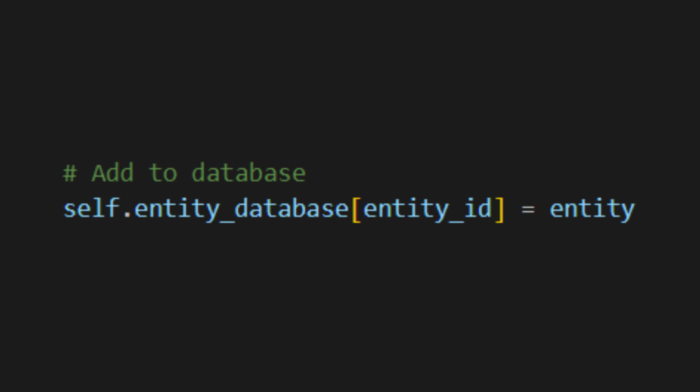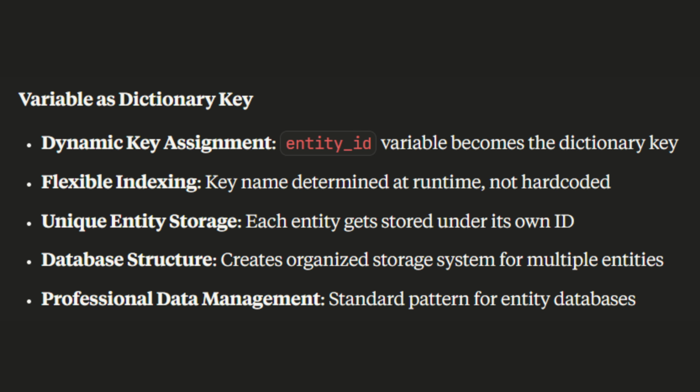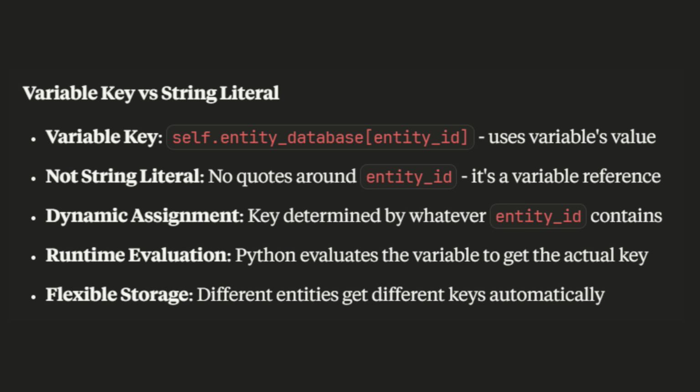So we then reach this line of code that demonstrates dynamic database building. This is self.entity_database, open bracket, entity ID, close bracket, assigned to entity. And that almost looks backwards, doesn't it? Because usually we see a word and it'll be assigned to a longer thing on the right side. But here, this line uses a variable as a dictionary key, which is incredibly powerful. Notice we're not using a string literal like entity 001. We're using the variable entity ID there in those brackets, which contains whatever ID was generated.